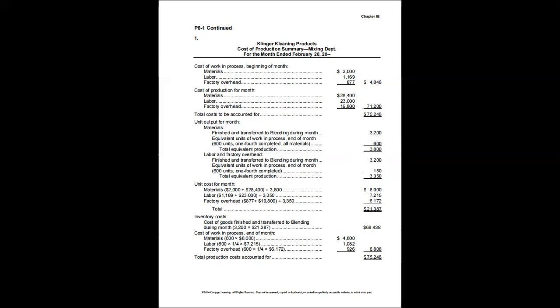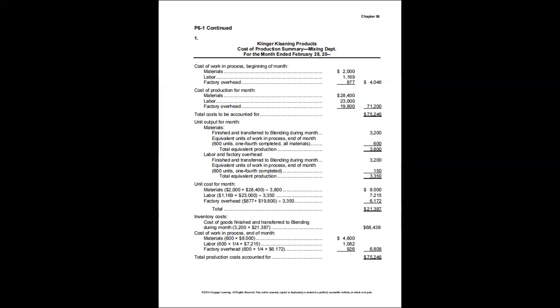And some of these units are in process at the end of the period. So meaning we have the total units to be accounted for of, now we have the finished and transferred to the blending department equals 3,200 and the work in process at the end of the period equal to 600. All in all, the total is 3,800 units. Okay?